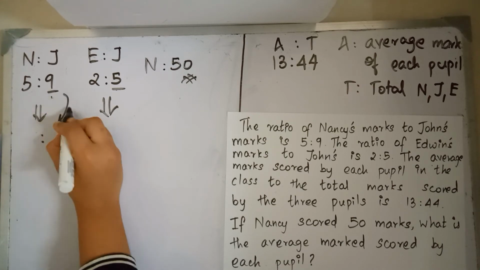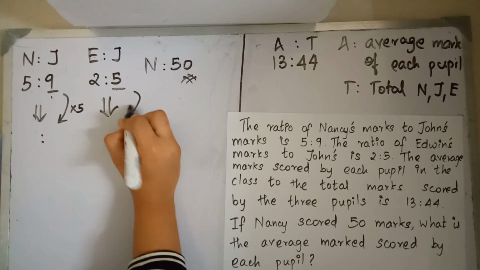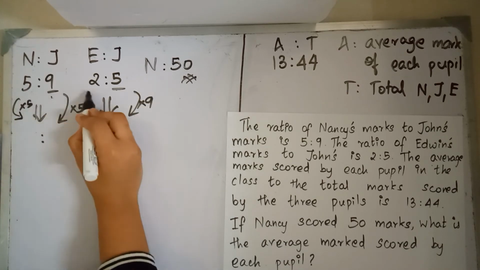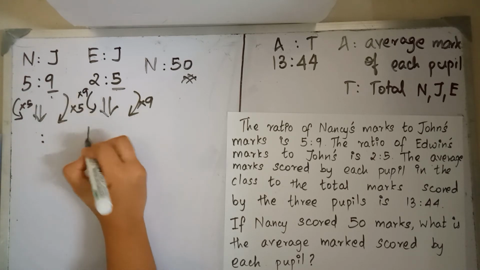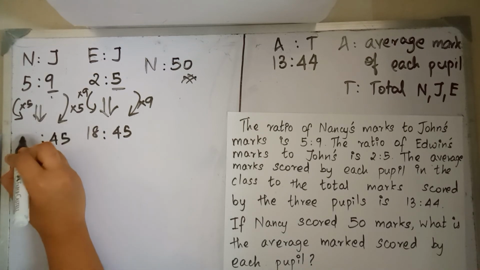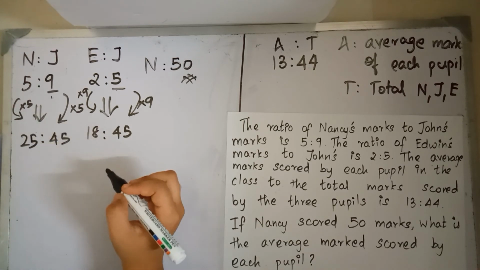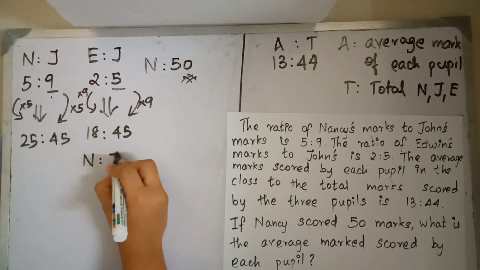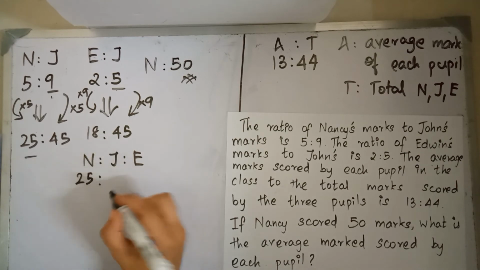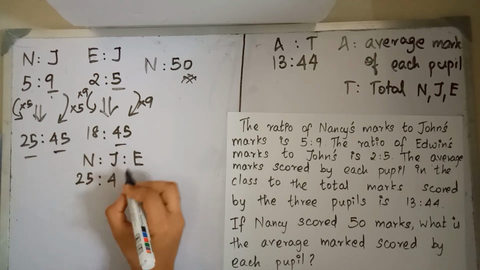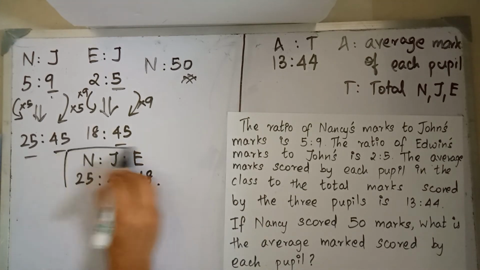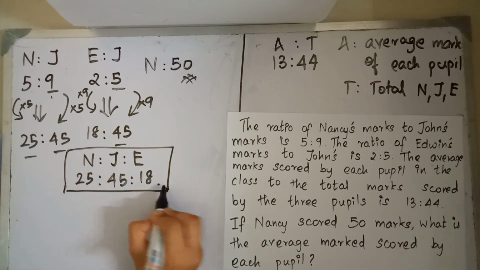So for a common denominator, we can take it as 45. So this ratio has to be multiplied by 5 and this ratio has to be multiplied by 9. That gives 45:25. Now we get a collective ratio of Nancy 25, John 45, Edwin 18. So this is the collective ratio of the three people.